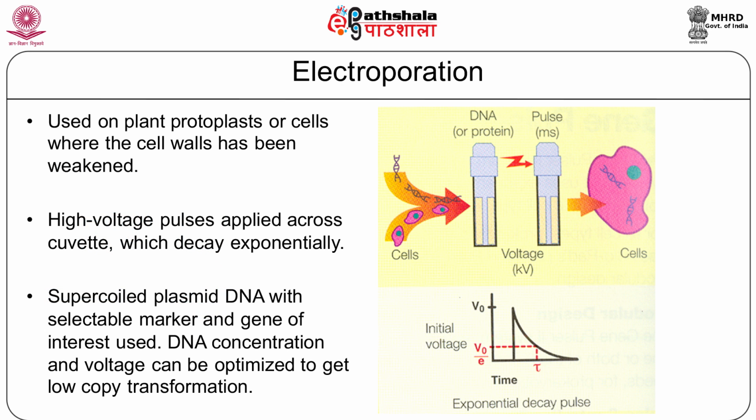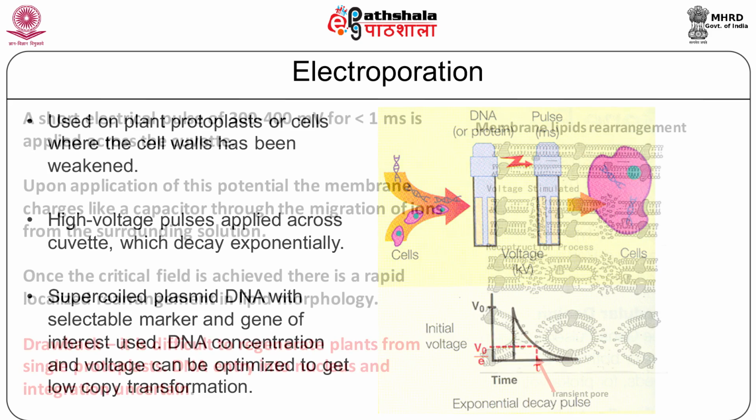Another important strategy is electroporation. A mixture of plant protoplasts and plasmid DNA in a suitable medium are placed in cuvettes and exposed to brief high voltage pulses. The DNA passes through the plasma membrane into plant cells. Optimization of transformation procedure is done by varying the voltage pulse intensity, duration of the pulse, concentration of DNA and the salt concentration in the medium.